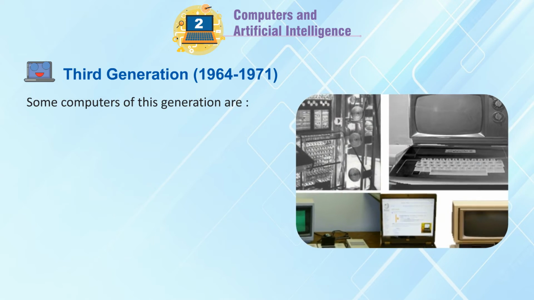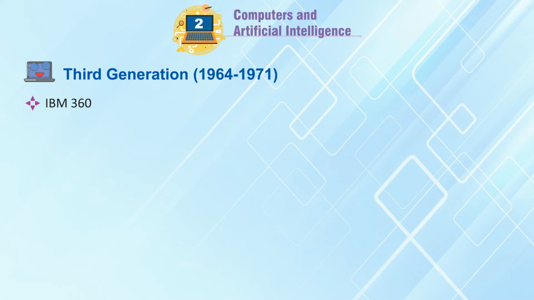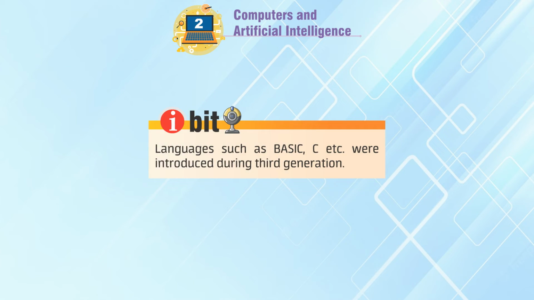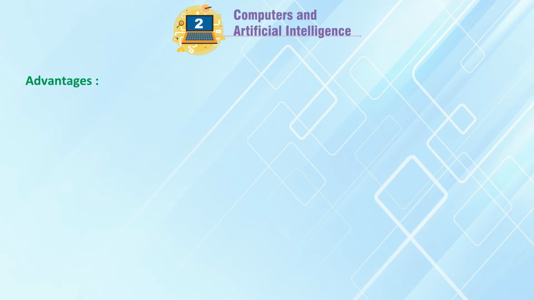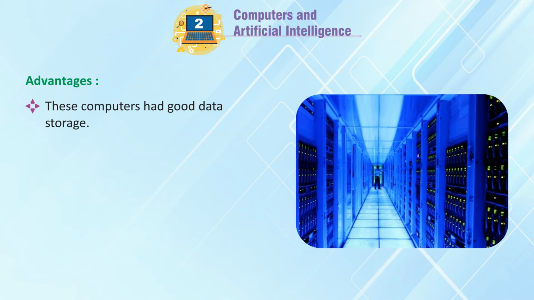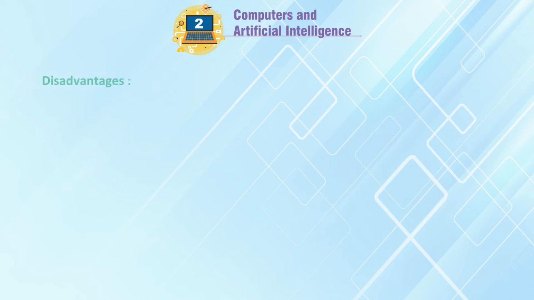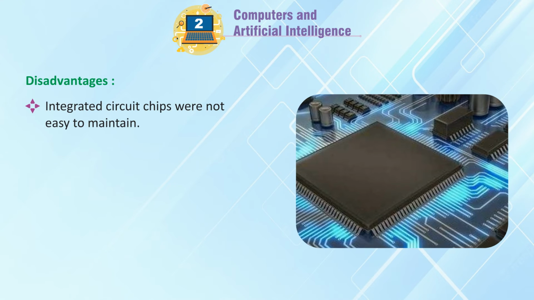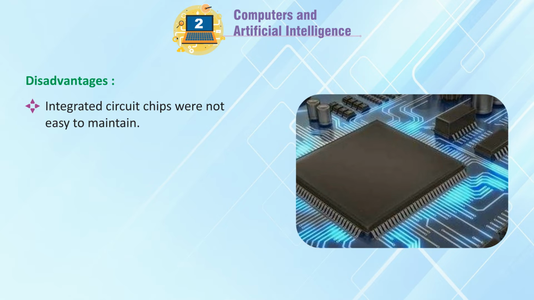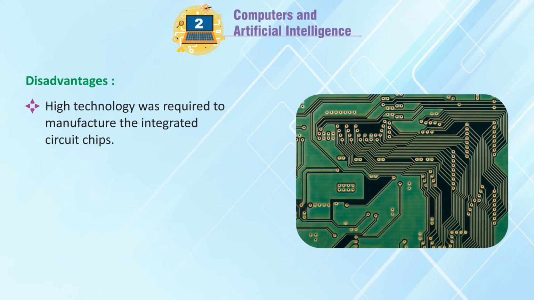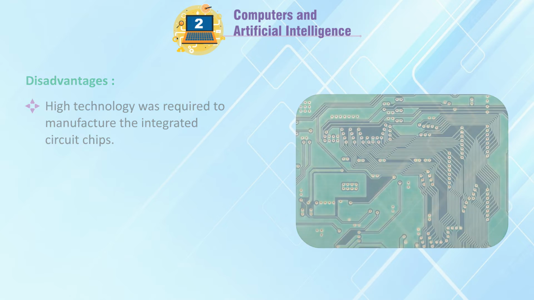Some computers of this generation are IBM 360, IBM 370, TDC 316, Honeywell 6000. Languages such as BASIC, C, etc. were introduced during the third generation. Advantages: these computers had good data storage. These computers could calculate the data in nanoseconds. Disadvantages: integrated circuit chips were not easy to maintain. High technology was required to manufacture the integrated circuit chips.